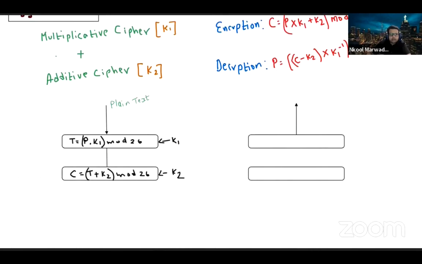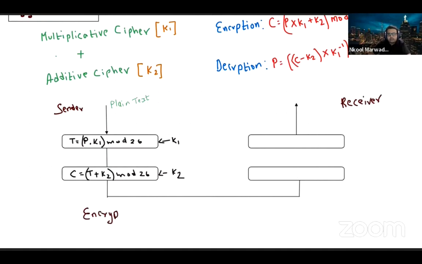I will get the ciphertext, and I will transport it to the destination receiver, and the receiver will receive it. So here we have the sender, here we have the receiver. Here the encryption is taking place, and here the decryption is taking place. Whatever ciphertext capital C we are sending, the receiver will receive that and do the decryption.